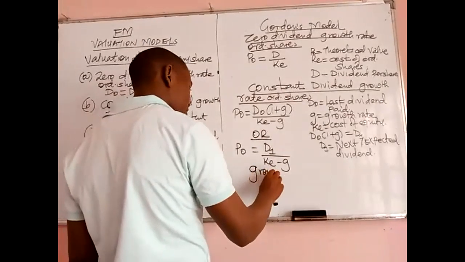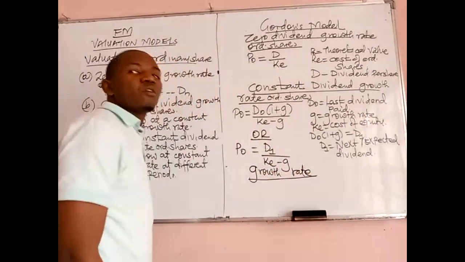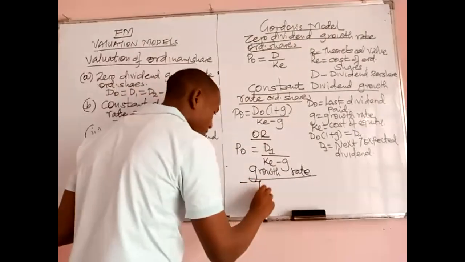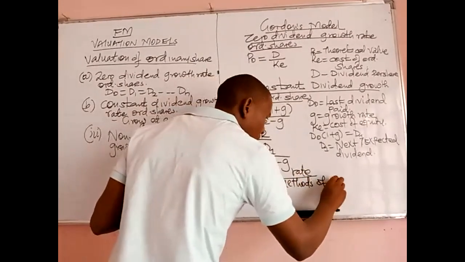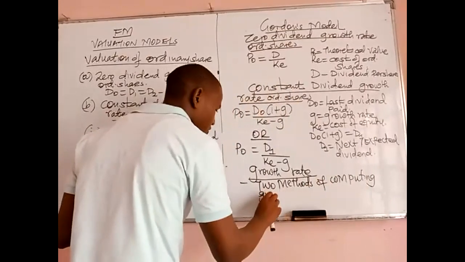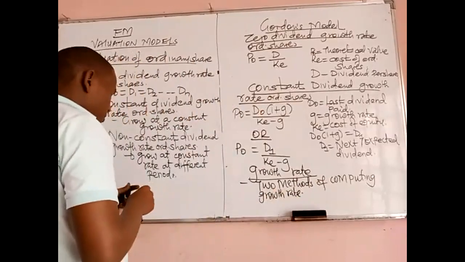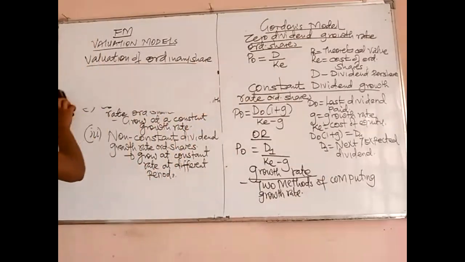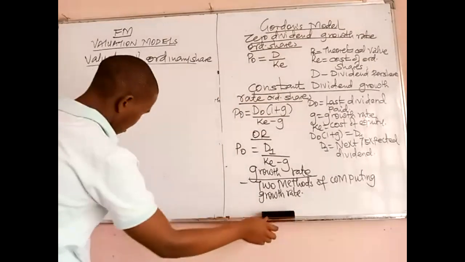Now, here we've talked about the growth rate. There are two methods of computing growth rates, for when you are not given the growth rate. Number one is what we call the compounding method.